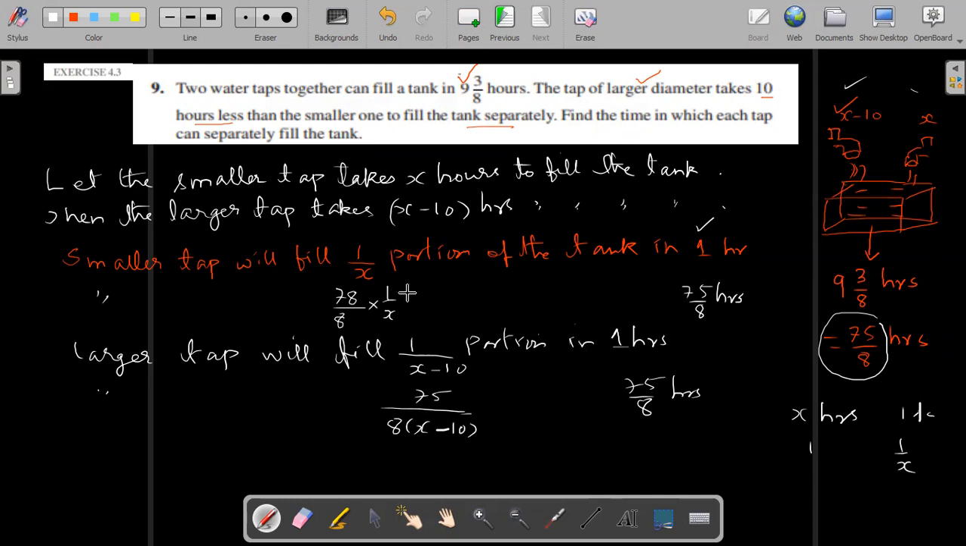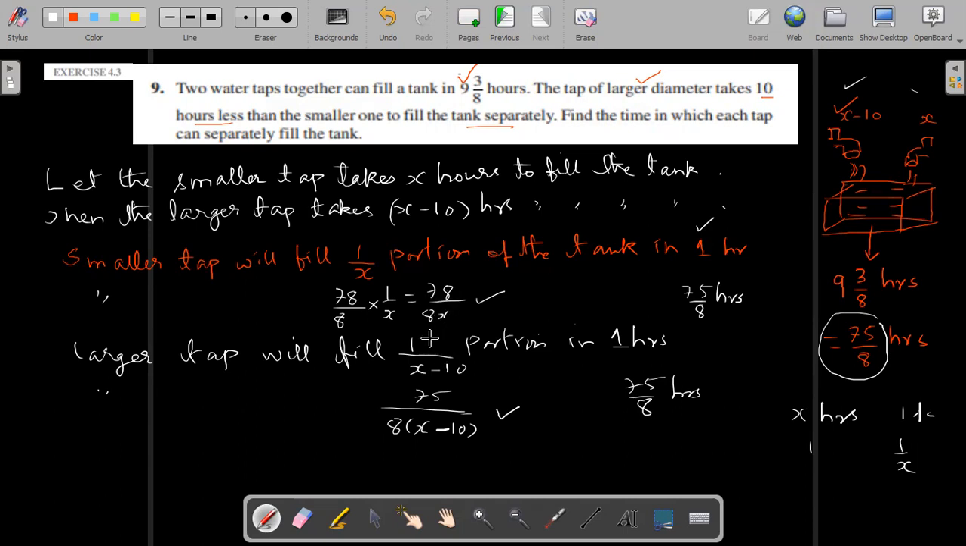Okay. But this can be written as 75 by 8x. But they are used together. When they are used together, if we add this one portion and this one portion, it will become a full tank, because the tank is filled in 75 by 8 hours. In 75 by 8 hours, this small tap will fill this portion and this will fill this portion. So if you add these two portions, it will become a full tank, because the question says it is filling the full tank in 75 by 8 hours. Are you getting?